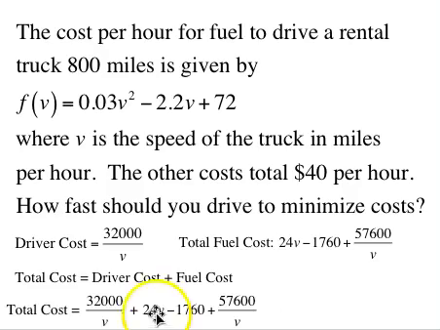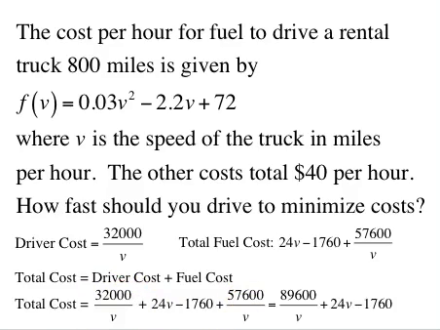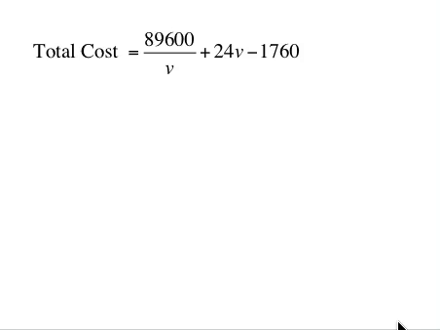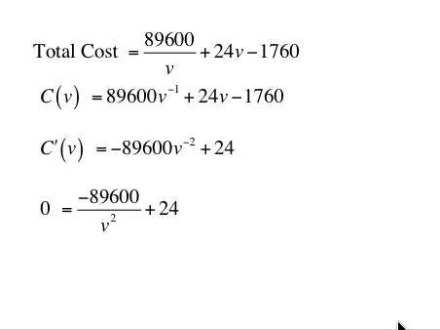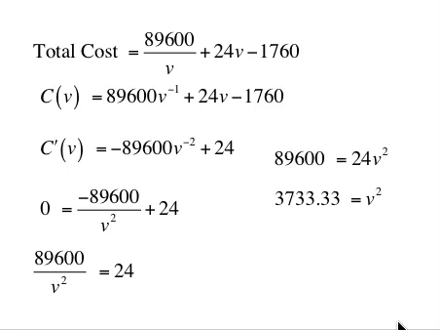Driver cost plus fuel cost, 32,000 over v plus 24v minus 1760 plus 57,600 over v. But these two pieces are like terms, 57,600 plus 32,000. And we get 89,600 over v plus 24v minus 1760 as our total cost. We want to minimize that. There's our cost function. Take the first derivative, negative 89,600 v to the negative 2 plus 24 equals 0. 89,600 over v squared equals 24. Multiply both sides by v squared. Divide by 24. Take a square root, and v is 61.1.